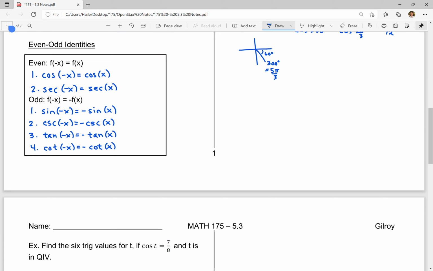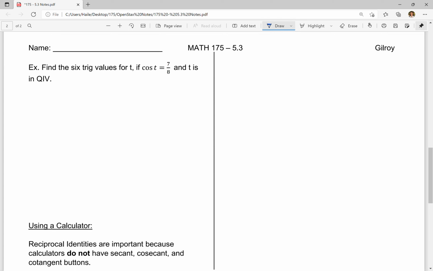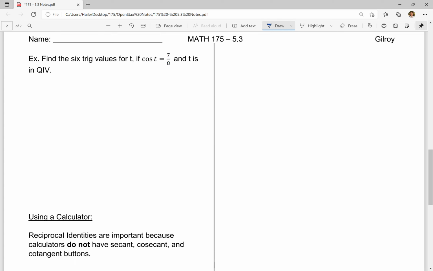Okay, so now that we've talked about finding values of secant, cosecant, tangent, and cotangent, we're going to tie this all together in the following example. Kind of like at the end of 5.2 when we were given a sine and we found a cosine, in this example, we're given a value of cosine. So we know cosine of t is 7 over 8, and we know that our angle t is in quadrant 4. So these are our two pieces of information. And using those pieces of information, we want to find all 6 trig values for the angle t.